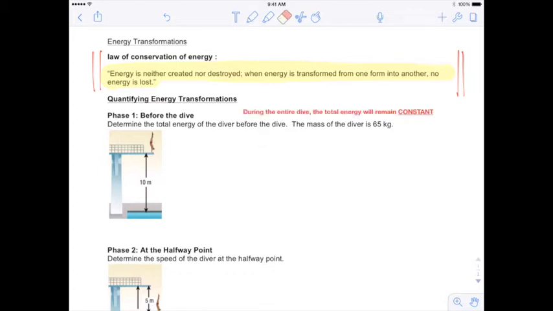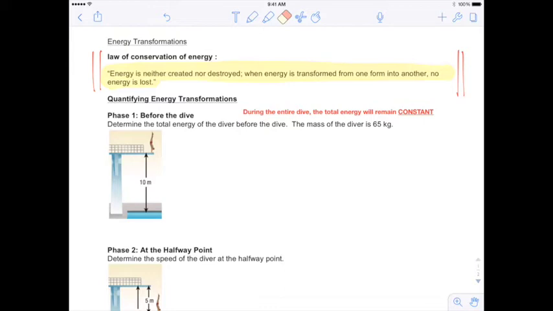We're going to take a look at a diver that starts off at the top of a 10-meter high diving board. He's then going to fall off and fall towards the water. During this time, there will be an energy transformation taking place. But during the entire dive, it is important to remember that the total energy will remain constant. And we know this because of the law of conservation of energy.